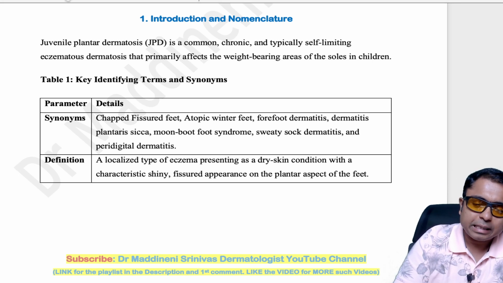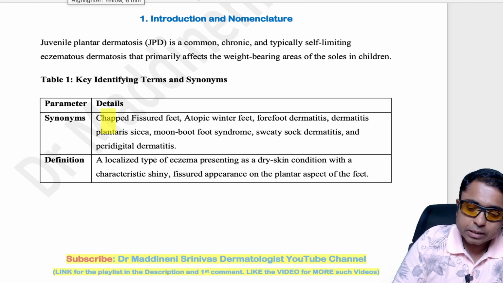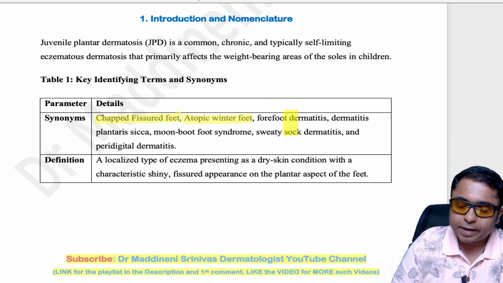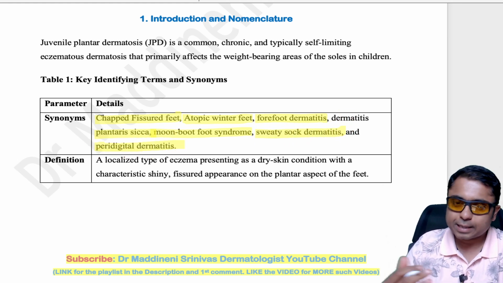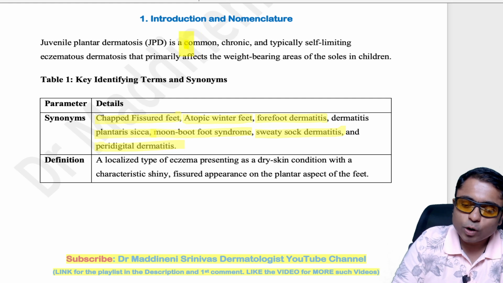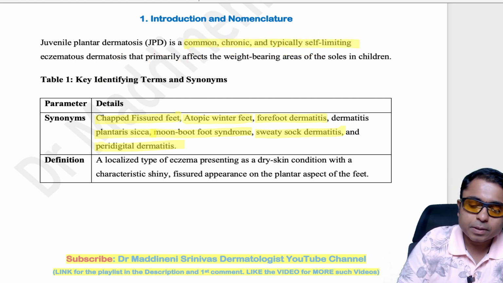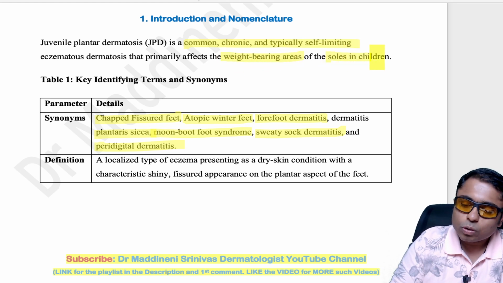So this condition has so many other names. It has so many synonyms. What is it also called as? Chapped fissured feet, atopic winter feet, forefoot dermatitis, dermatitis plantar sicca, moon boot foot syndrome, sweaty sock dermatitis, peridigital dermatitis. These are all the synonyms, and it's a very common chronic and typically self-limiting eczematous dermatosis that primarily affects the weight-bearing areas in the soles of the children.